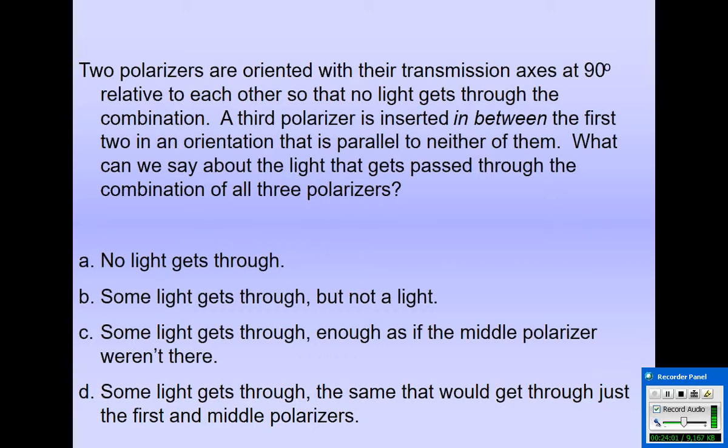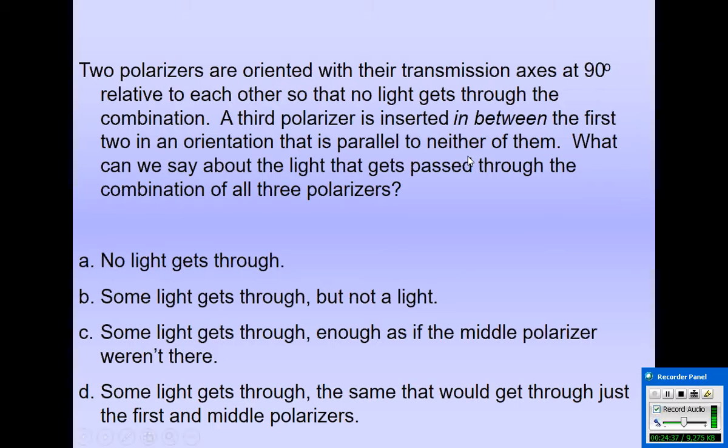But now suppose we let those two polarizers remain fixed, but we insert a third polarizer in between them, and we make sure that the third polarizer's transmission axis is not parallel to either of the transmission axes of the first two polarizers. What will happen to the light that gets through the combination of all three polarizers?